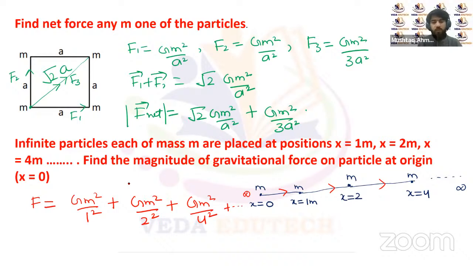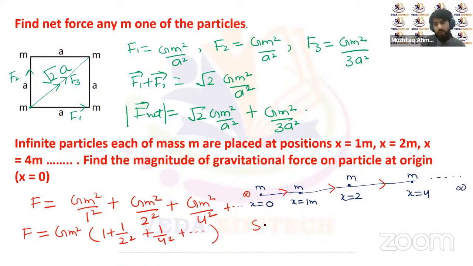So the net force, you can see here, actually forms a GP. The net force will be equal to Gm square times 1 plus 1 by 2 square plus 1 by 4 square, and so on. It forms a GP, and the sum of an infinite GP is equal to A upon 1 minus R. Here A is the first term, which is equal to 1.